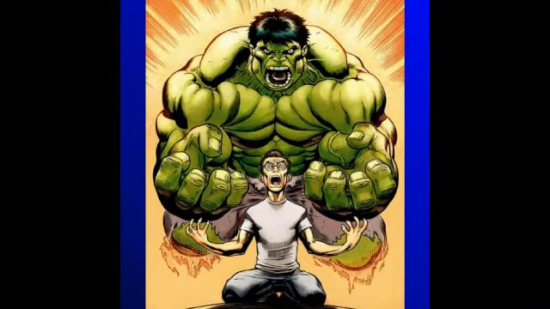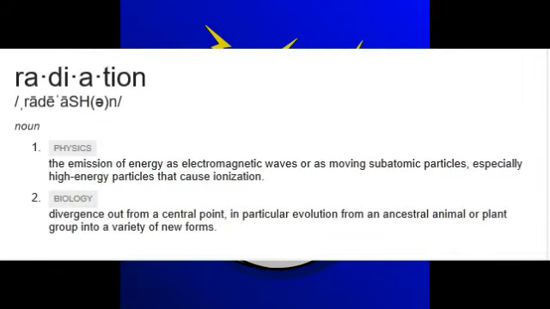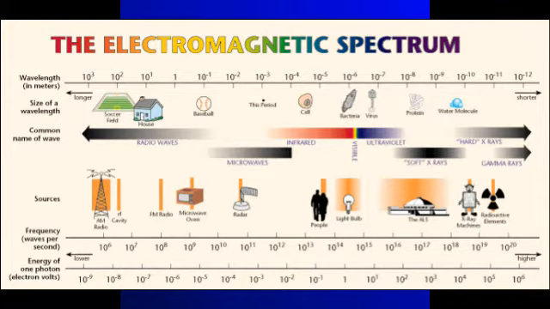But radiation is something that's always around us. For the definition shown here, it's the emission of energy as electromagnetic waves or moving subatomic particles, especially high energy particles that cause ionization. So basically, this is all part of a spectrum that we call the electromagnetic spectrum, and it has another word, light.